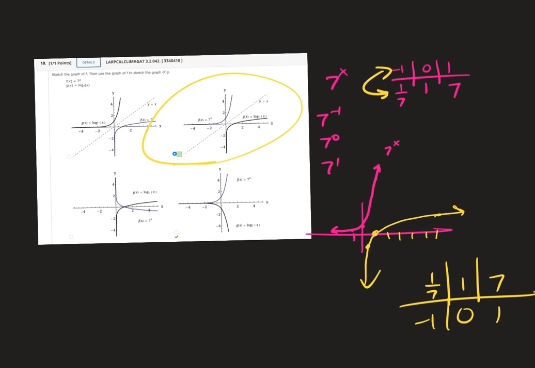Oh, that's your y equals x line. That's just what they would be. So if they're inverses, they reflect over the y equals x line. That's just showing that they have symmetry over it.